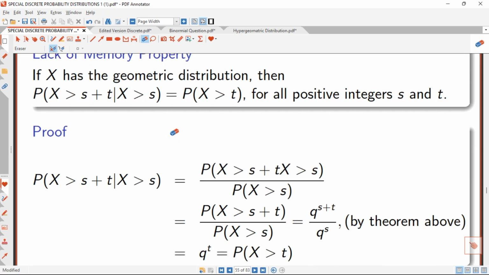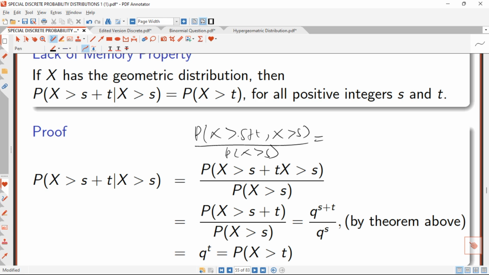How can we get this one? Let's prove it. So the probability that X is greater than s plus t, given X is greater than s, is what? The probability, that's a joint. That will give us the probability that X is greater than s plus t, comma, X is greater than s, all divided by the probability that X is greater than s. Okay, this is what we are going to have. And then you see we have to get the intersection of this one, the intersection of X greater than s plus t and X greater than s. The intersection of this will give us the probability that X is greater than s plus t, all divided by the probability that X is greater than s.